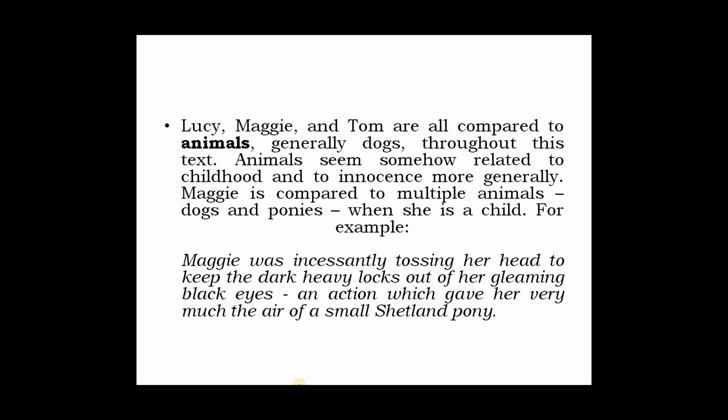They are all compared to some animals, generally dogs, throughout this text. They are compared to dogs time and again. Animals seem somehow related to childhood and to innocence more generally. Maggie is compared to many animals, dogs and ponies. A pony is in between a horse and a donkey. When she's a child, she's often considered a dog, a pony.